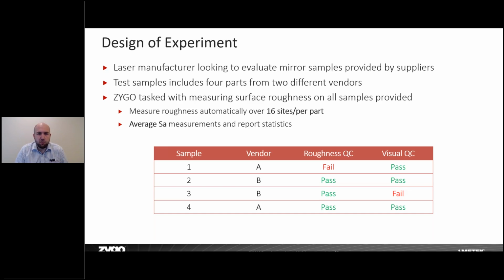So as we went through and measured these, we took 16 measurements across each part to get a sampling of the surface as it may vary across the sample. And then we looked at the average SA of all of these measurements from within a part to get an idea as to the quality of the parts.